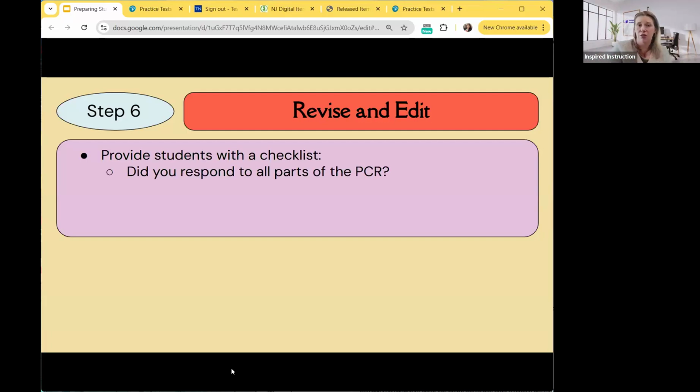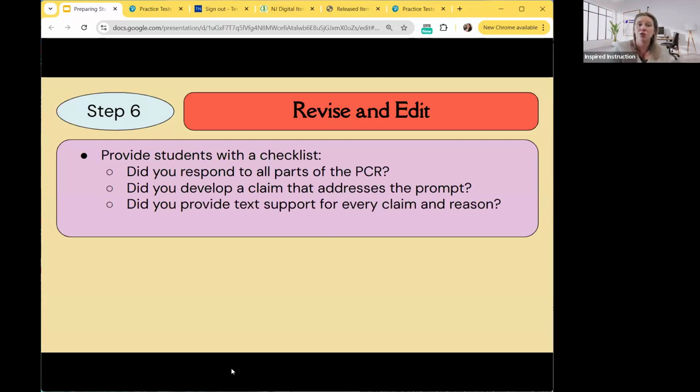Did you do all of that in your essay? Did you develop a claim that addresses the prompt? That was step 2, your thesis statement. Did you provide text support for every claim and reason? That was steps 3 and 4.